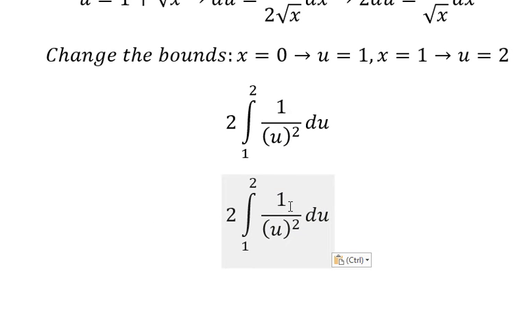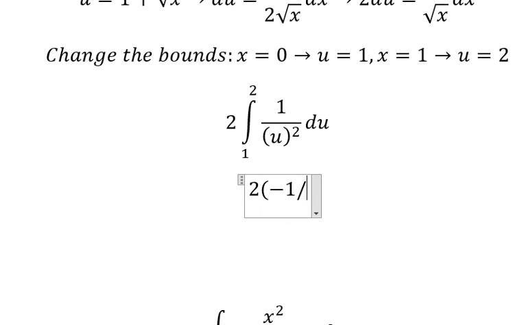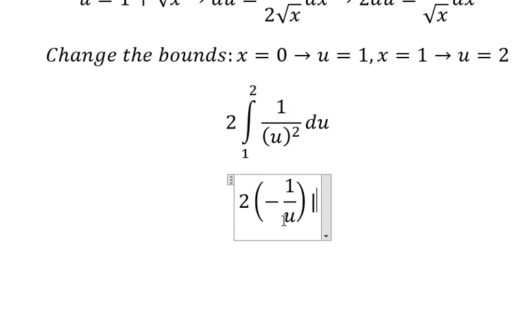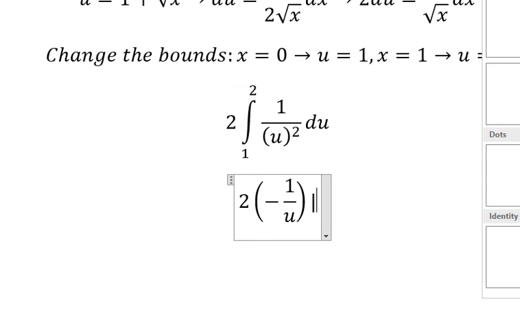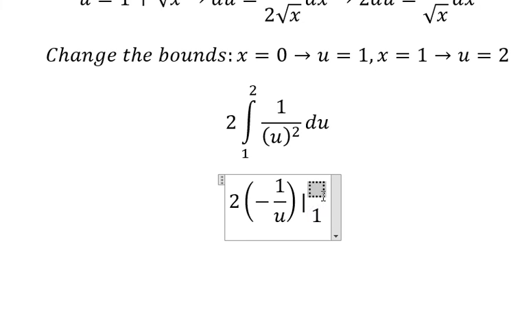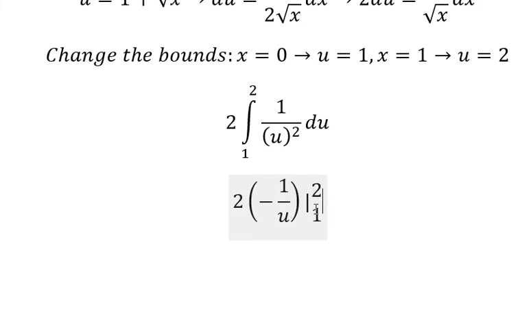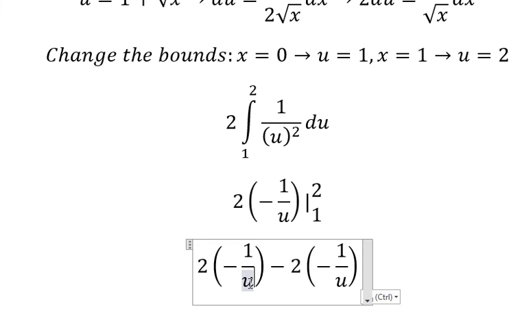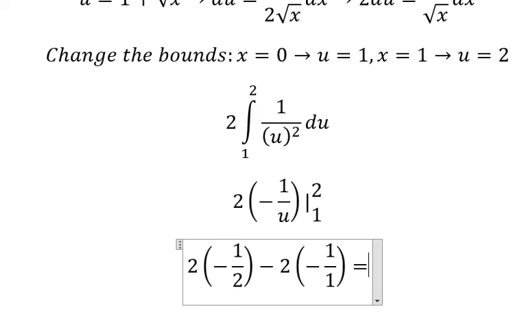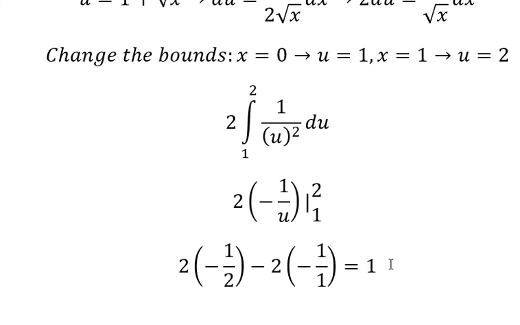The integration of 1 over u squared, you get negative 1 over u. And we put the bounds from number 1 to number 2. And now we put number 2 and number 1 down here. This is for number 2. This is for number 1. We calculate this one, and we have number 1 in here, and this is the final answer.